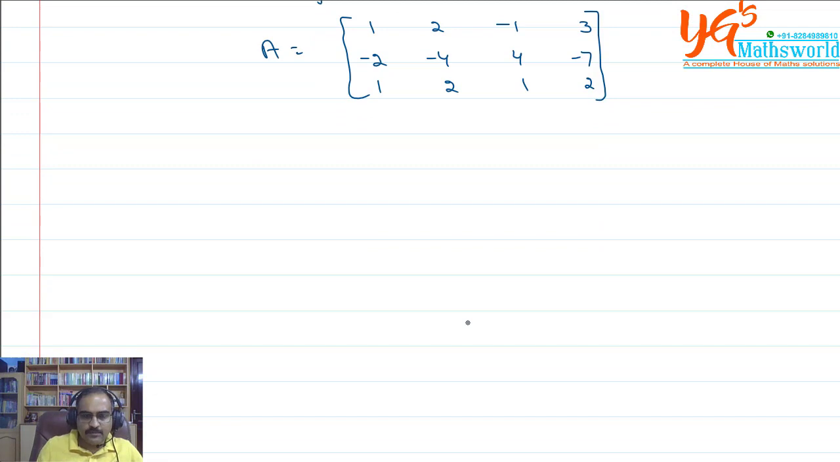What is the basic step required for us? The first row, first element should be 1, and it is 1 over here. So the first operation will be to make this minus 2 a 0, R2 plus 2 times R1, and on R3 we'll apply R3 minus R1. Hope these operations are clear.